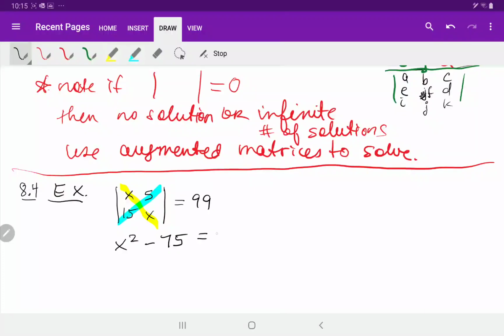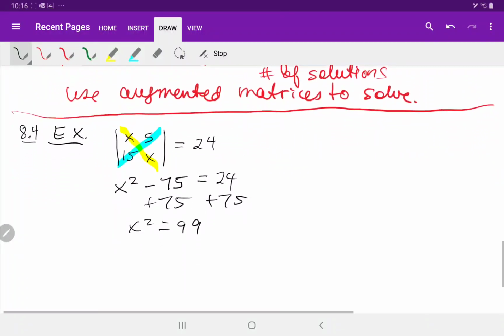Okay, I messed that one up. Let's change from 99. So let's change. That's what I get for solving problems in my head here. So let's have it equal 24. And then add 75, x squared equals 99.